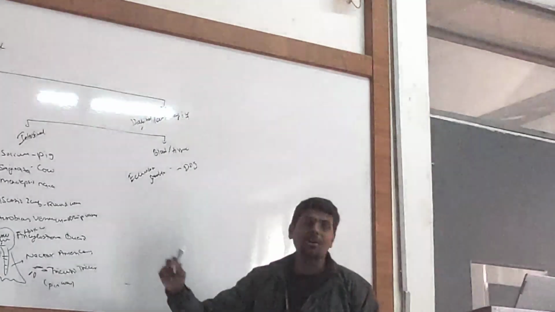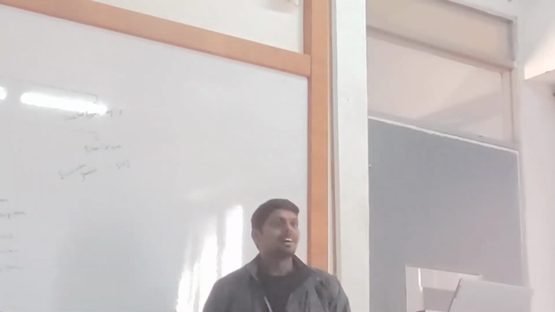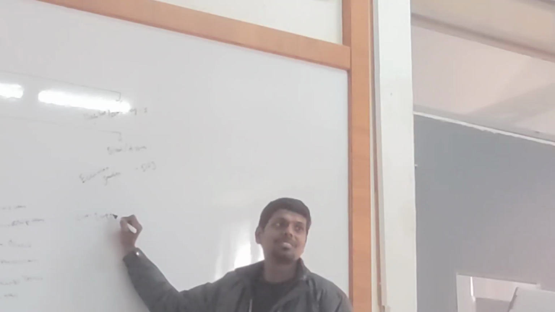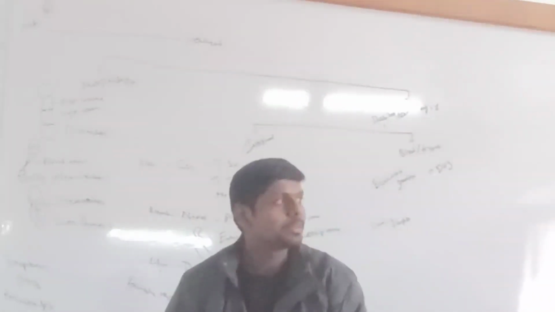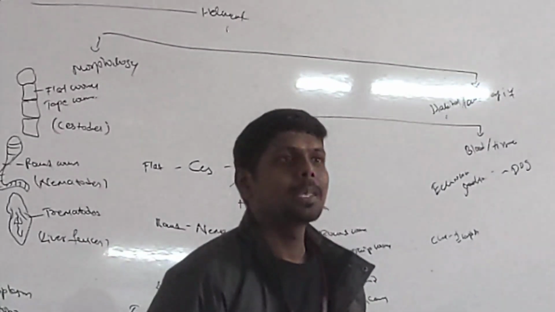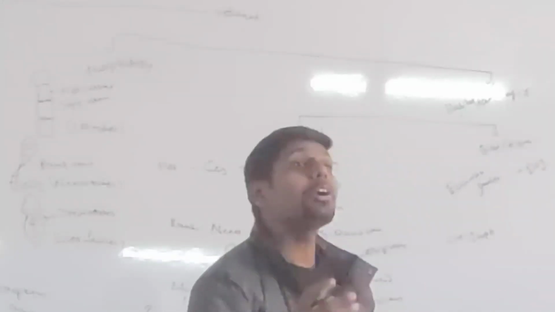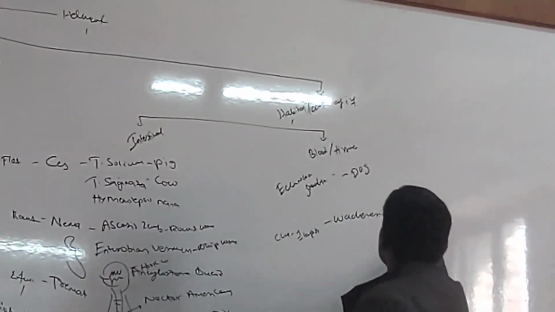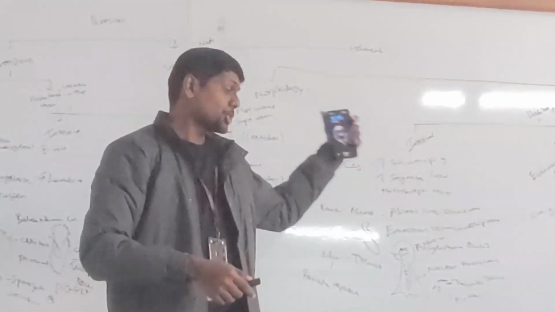Then can you give an example of a blood nematode? One good example is there. Any idea? If you want, I will give you a clue. The clue is elephantiasis. Have you heard about elephantiasis? The patient's leg will become like an elephant's, very large. That is caused by a parasite. If I say the name, you will say you know it. Wuchereria bancrofti. Wuchereria bancrofti causes elephantiasis, that is a blood and tissue nematode.